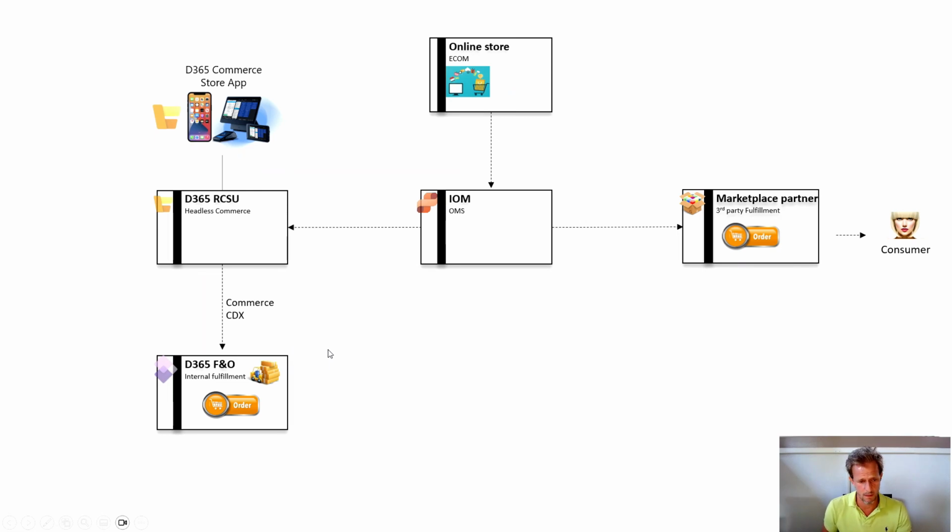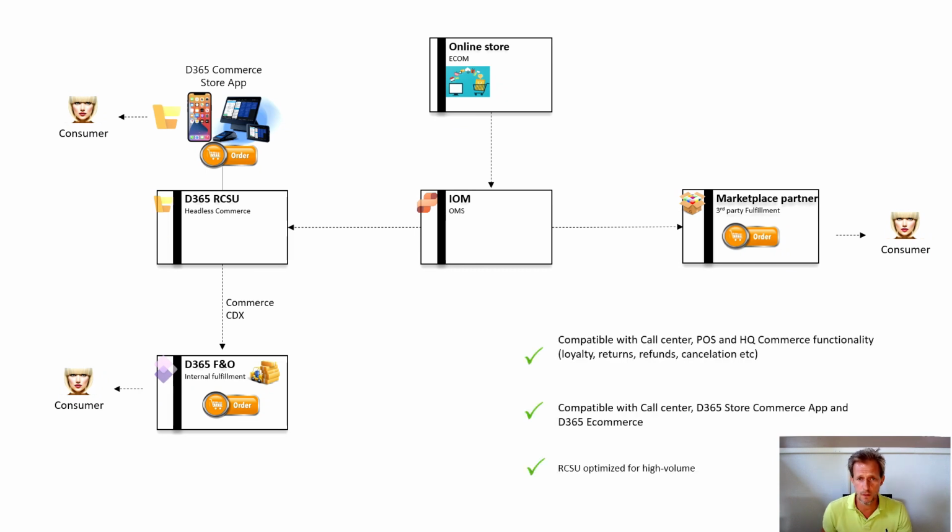The order lands there, and from that point we have two options. One is we fulfill it from there by home delivery, for example, to the consumer, or for example in a pickup in store scenario, or a click and collect scenario, or even a ship from store scenario. We utilize the Store Commerce app to recall it and then fulfill it to the consumer. In doing so, we tick the three boxes of being compatible with headquarter functionality, right? For loyalty, for returns, etc.